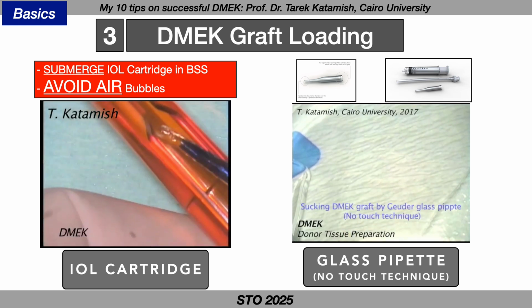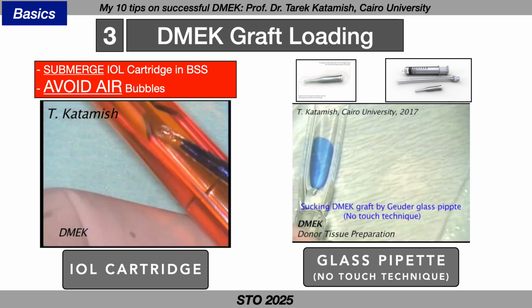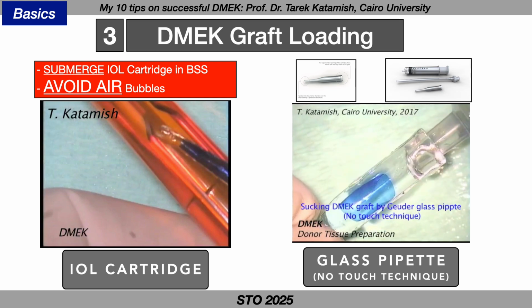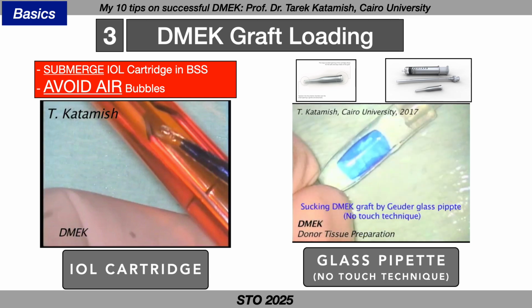If you are using a glass pipette, we use the wide part of this glass pipette to suck the DMEK graft under BSS, and then we will use the narrow part for injection in the anterior chamber.